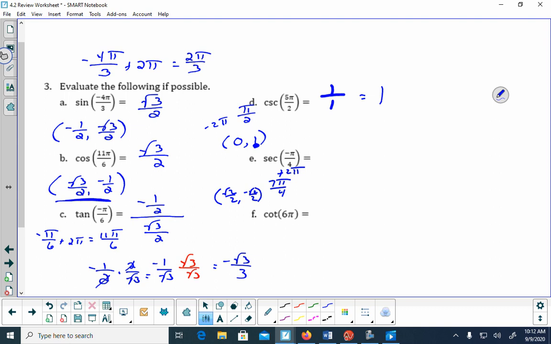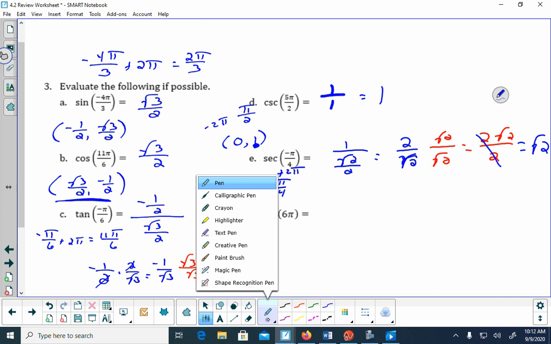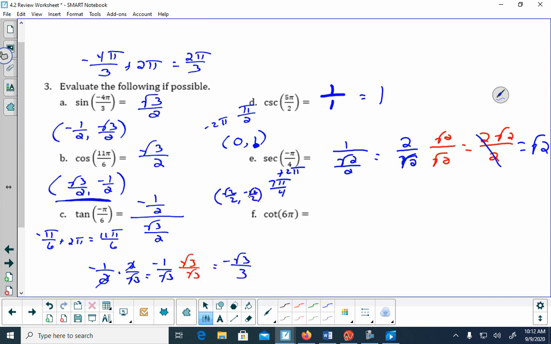It wants the secant, so it wants the reciprocal of cosine. So it's going to be 1 over the positive square root of 2 over 2, and the reciprocal of that will be 2 over the square root of 2. Rationalizing my denominator, I end up with 2 times the square root of 2 over 2, and then the 2's will simplify. And my final answer is just the square root of 2. And if you remember that because you did that before, that's fine. You can just go to square root of 2.